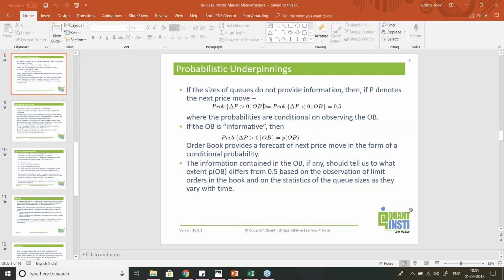You will see it once we go to the construction of the high frequency model. When you see the probability calculation, you will understand what is actually happening.